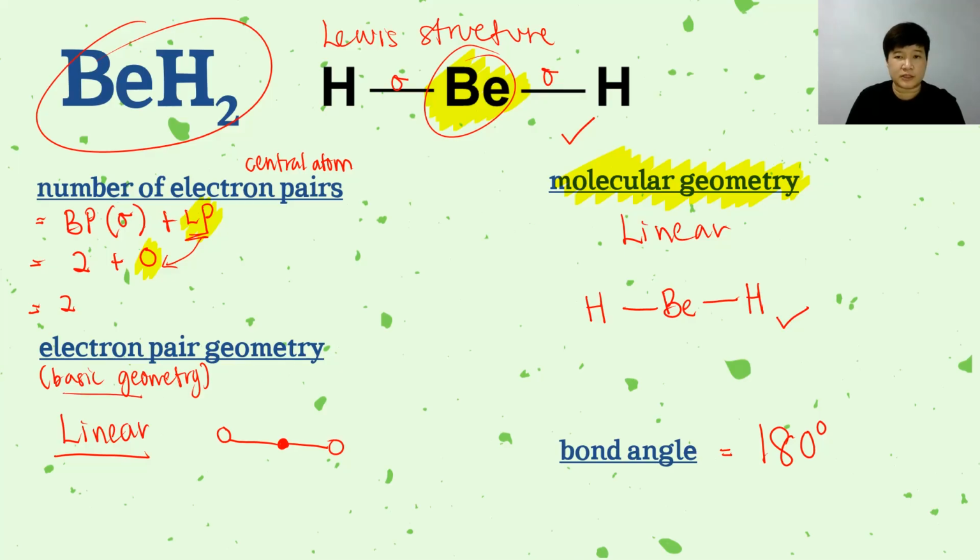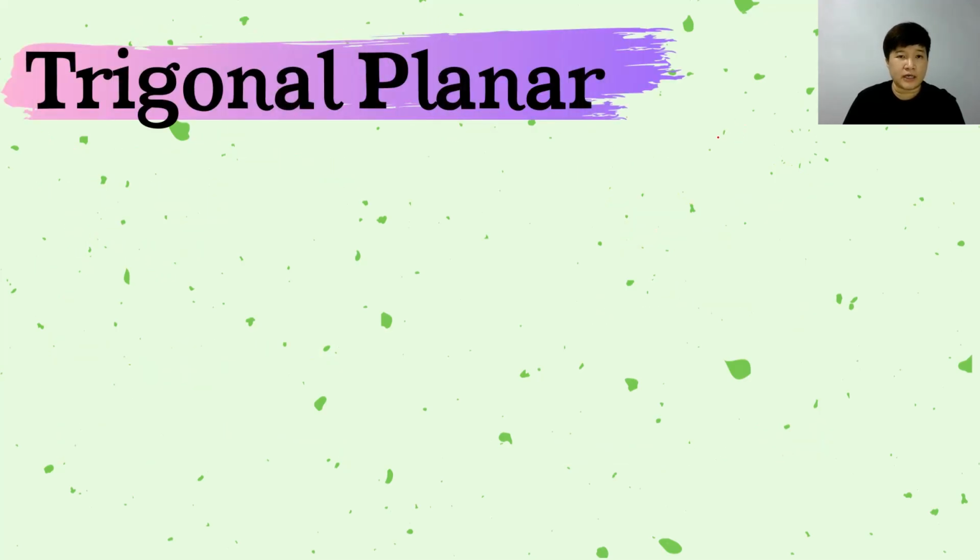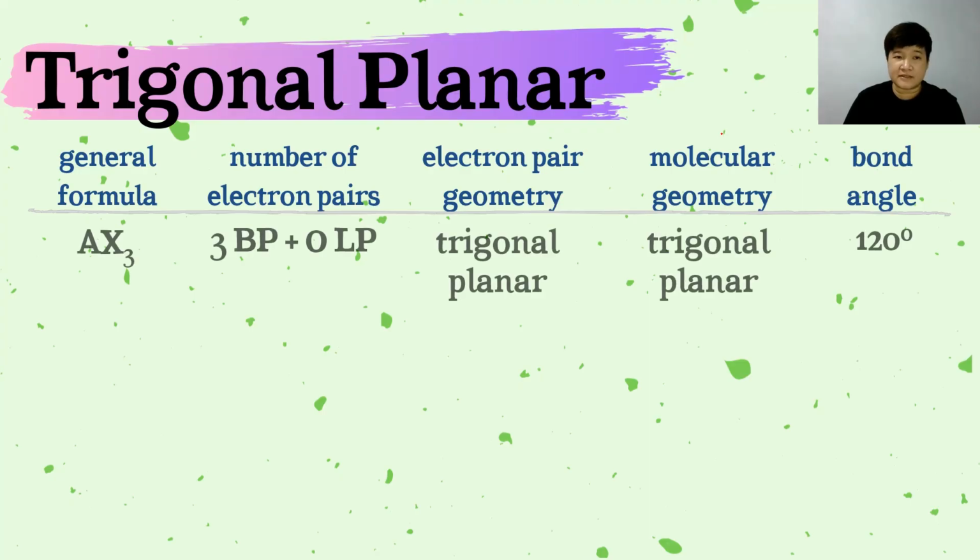Therefore, the basic geometry will equal the molecular geometry. But what happens if there is a lone pair? Let's look at trigonal planar. Here is some basic information of trigonal planar, where you know that the general formula is AX3.